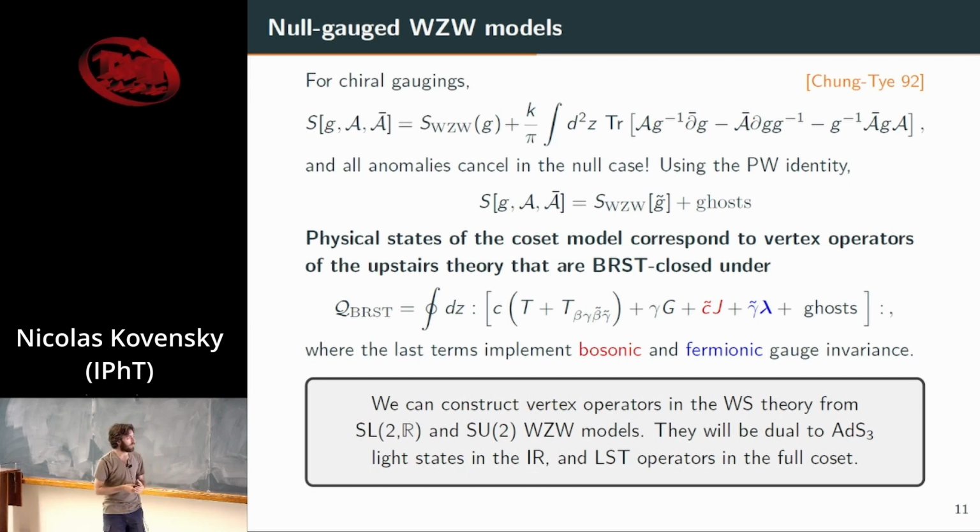But this is very nice because it tells me that whatever I knew about computing correlators in the upstairs theory, I can use to compute correlators in this coset model. In this way, we're going to build the vertex operators that are dual to light state perturbations of these geometries in the IR, or to operators in the full linear dilaton geometry.